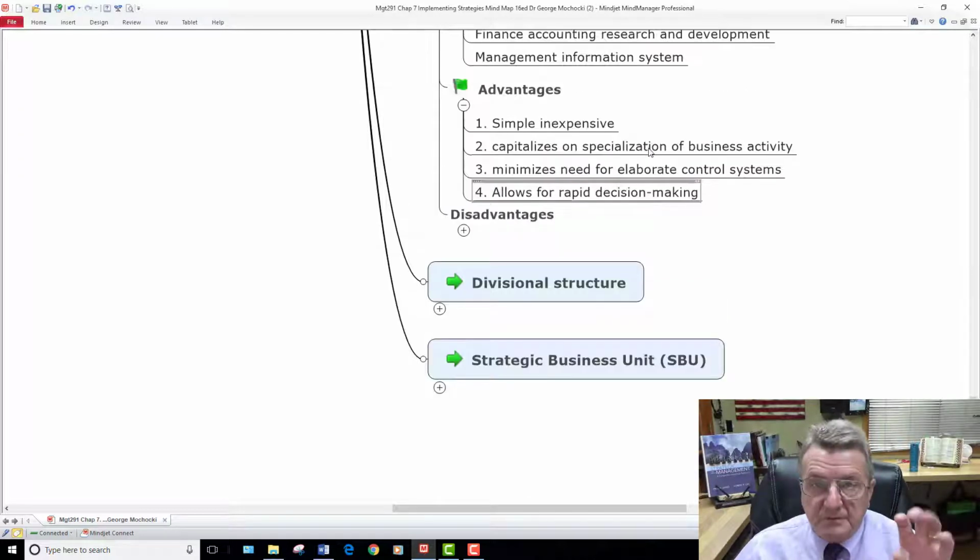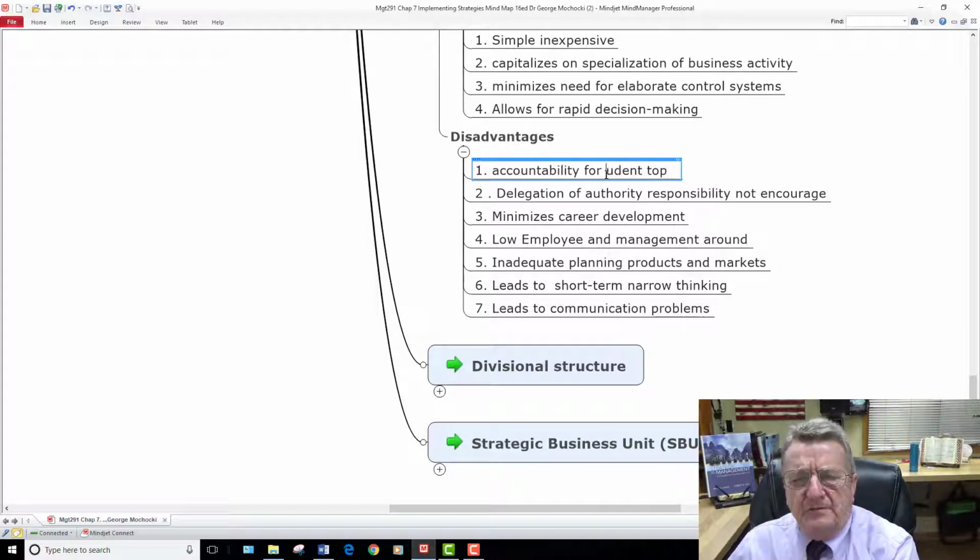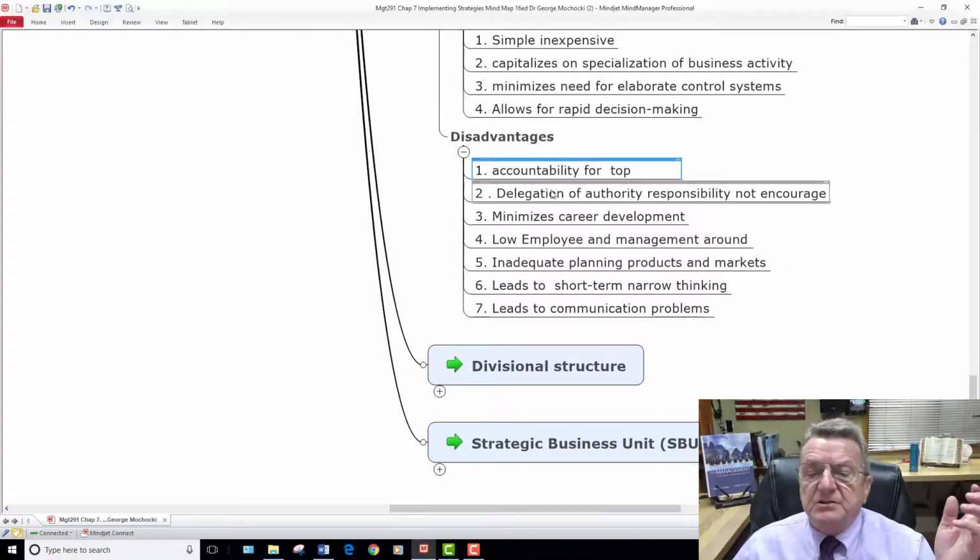Okay, so this is what I'm looking at. When I'm looking at different departments, they know it. Some of the disadvantages: accountability for top management, delegation of authority, responsibility not encouraged, minimizes.